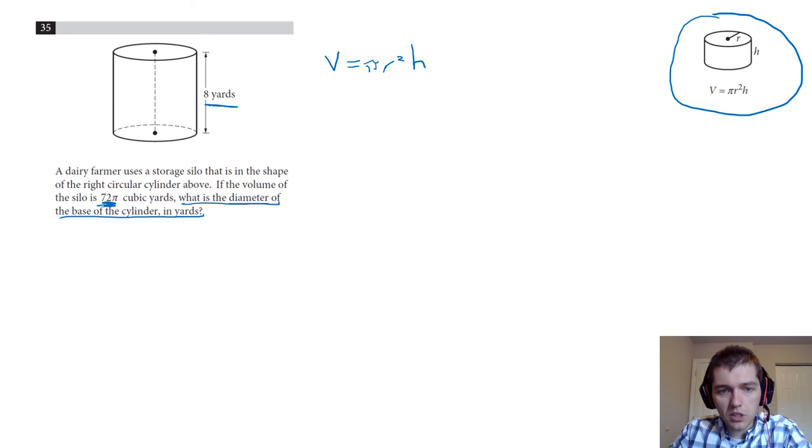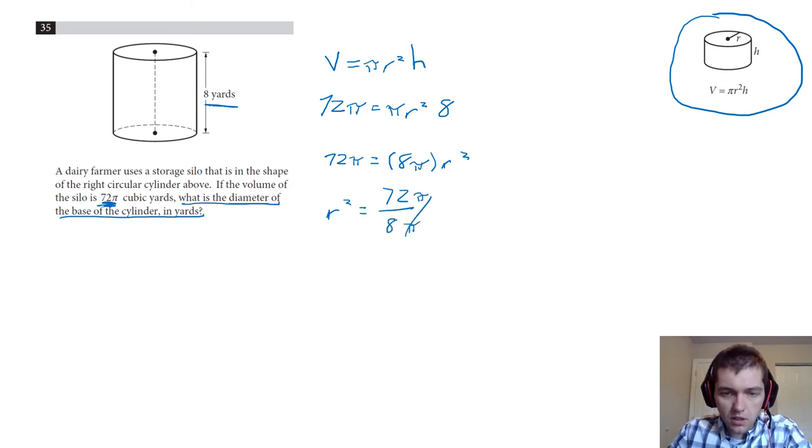You will have volume is equal to 72 pi is equal to pi r squared and plug in 8, the 8 yards. So at this point, I'll rearrange this a bit to show, 72 pi is equal to 8 pi times r squared, so you can say that r squared is equal to 72 pi divided by 8 pi. The pi's cancel. 72 divided by 8, this is a calculator section, is equal to 9. To get r is equal to the square root of 9, which is equal to 3.